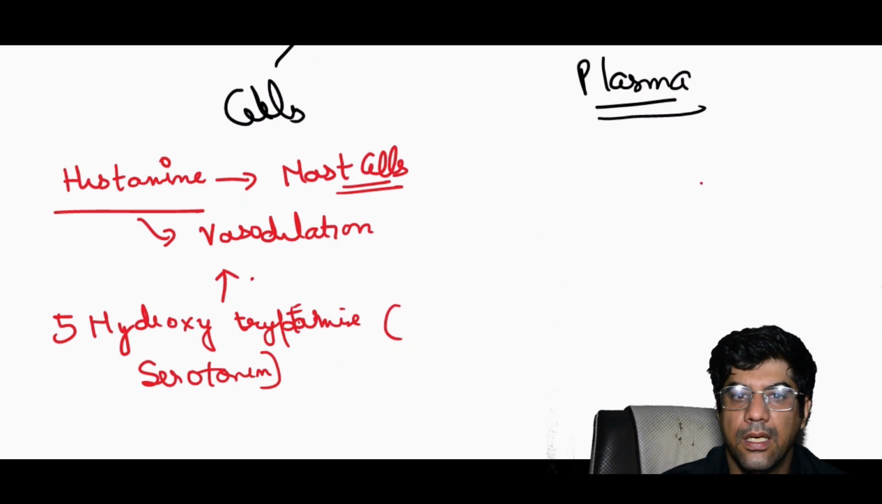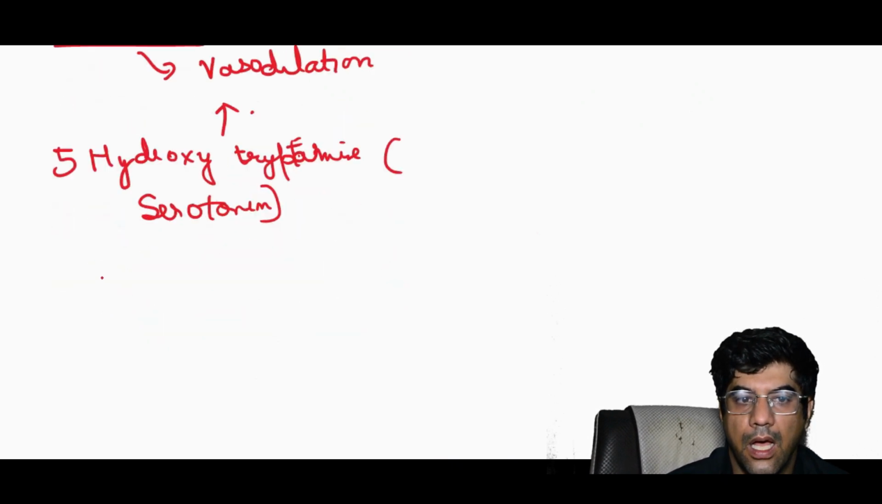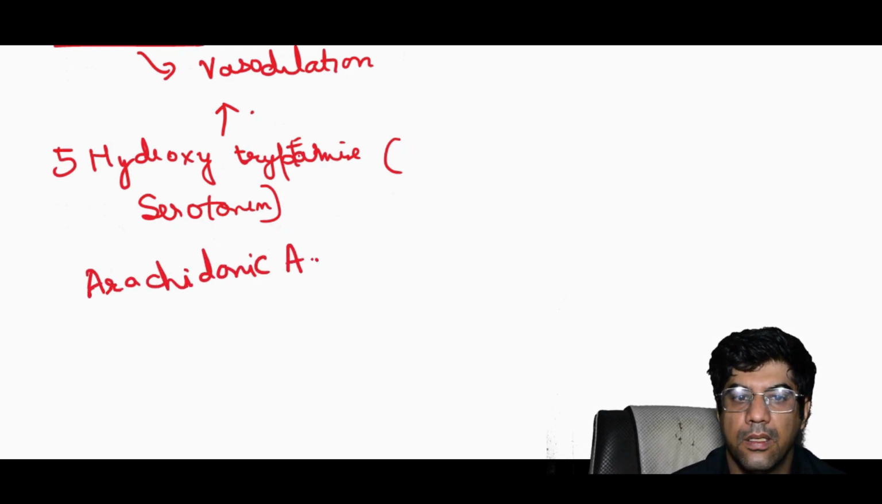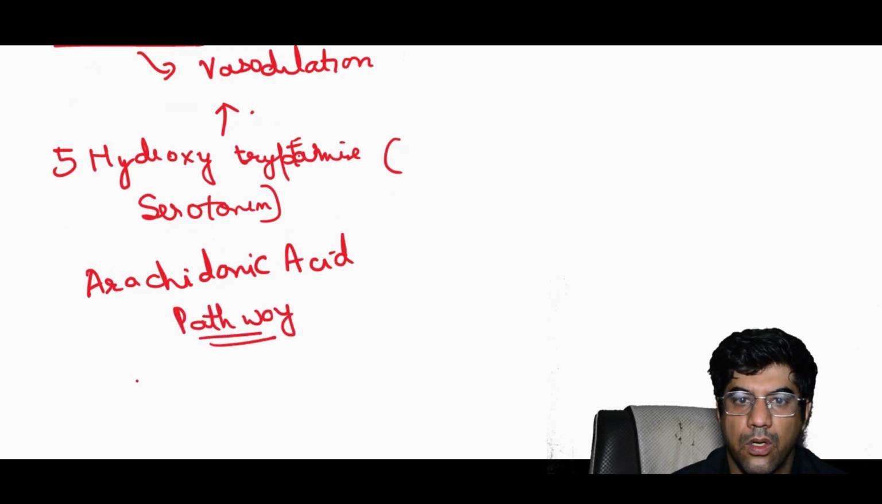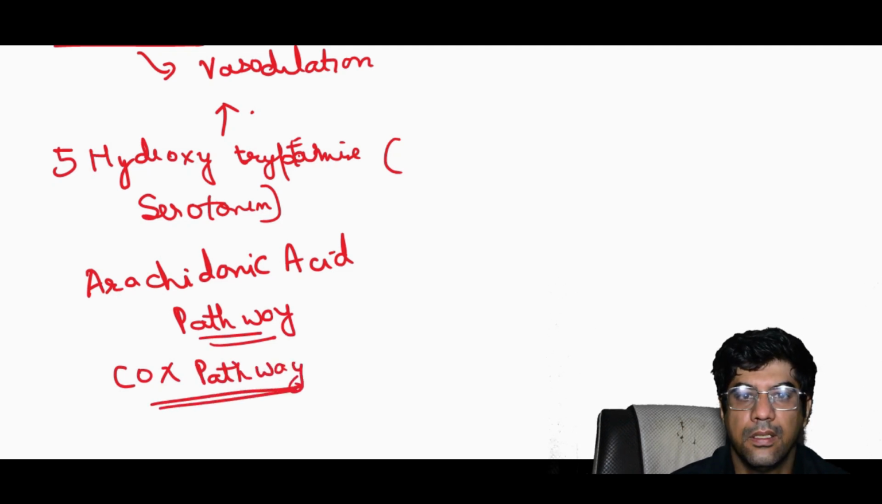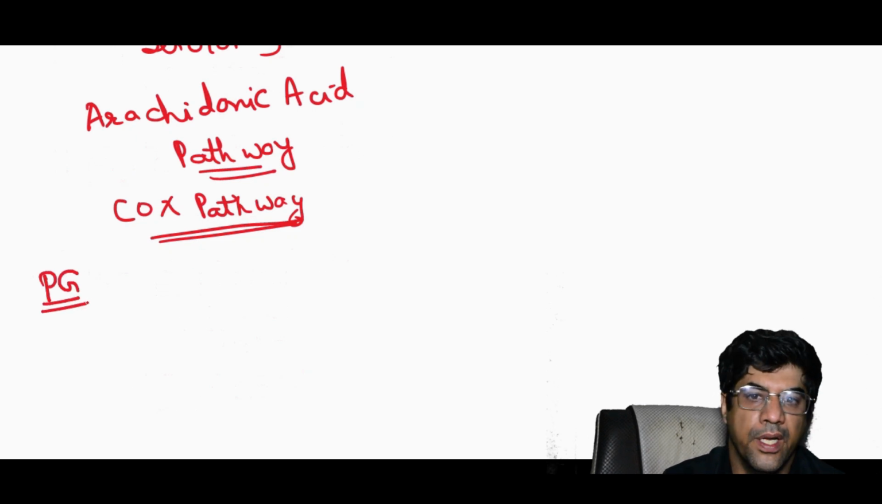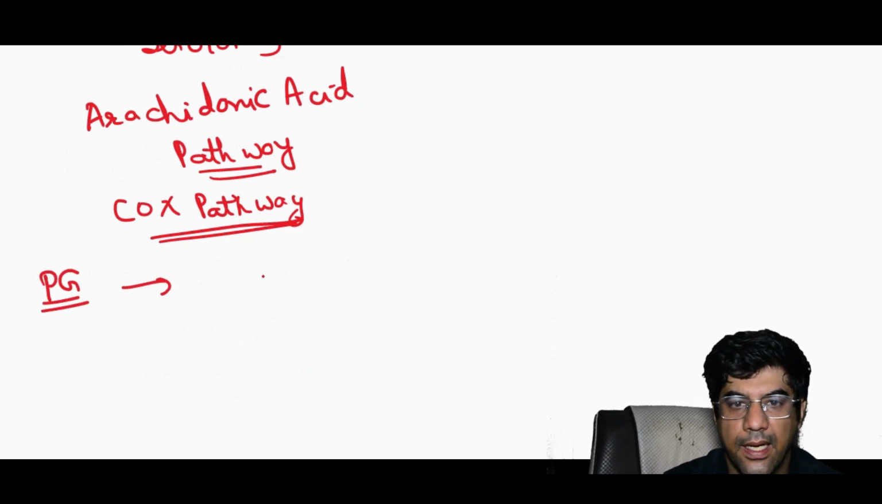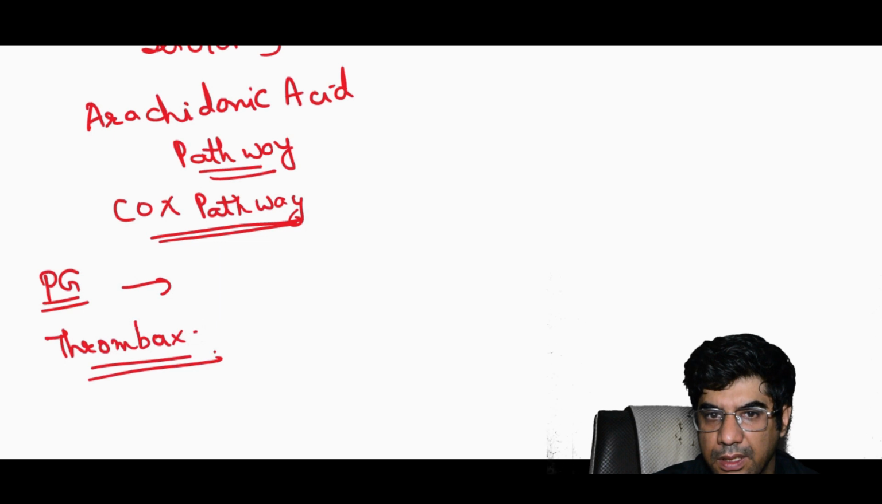The second can be the arachidonic acid pathway. That could be the cyclooxygenase pathway. That could be prostaglandin. They are again involved in vasodilation, fever and pain. And other is thromboxane. It promotes the platelet aggregation and vasoconstriction.